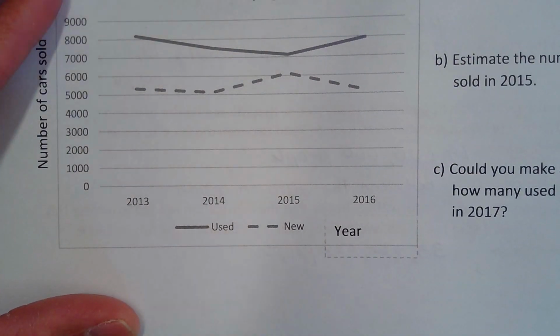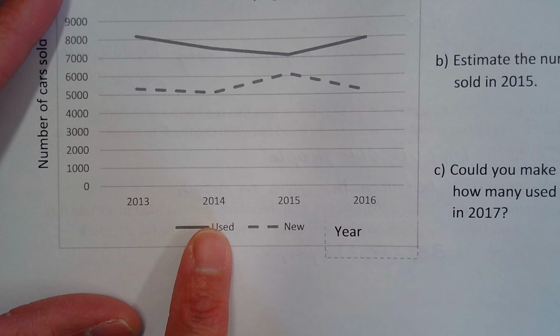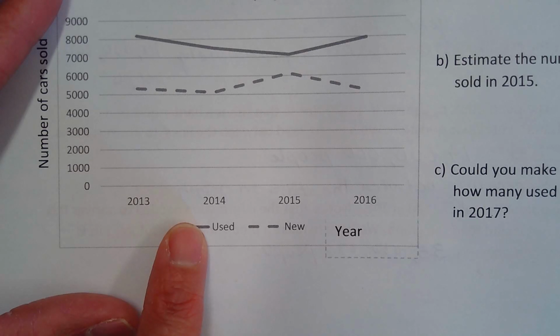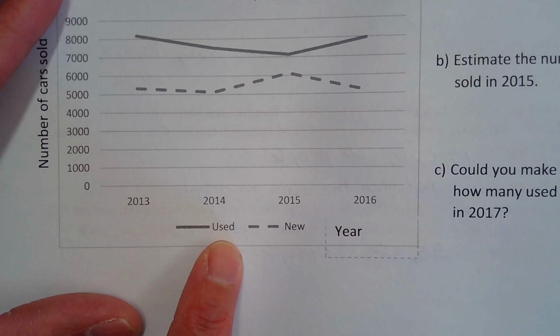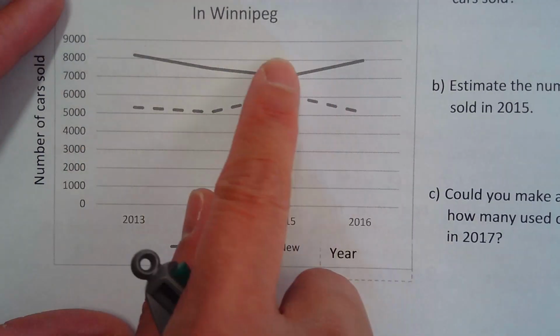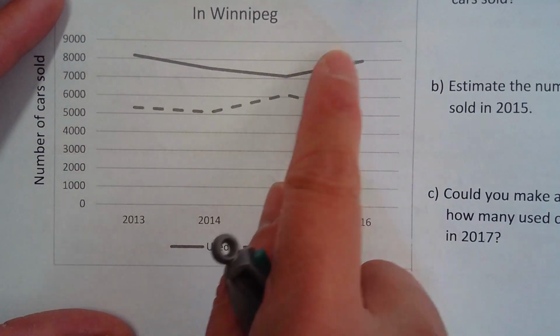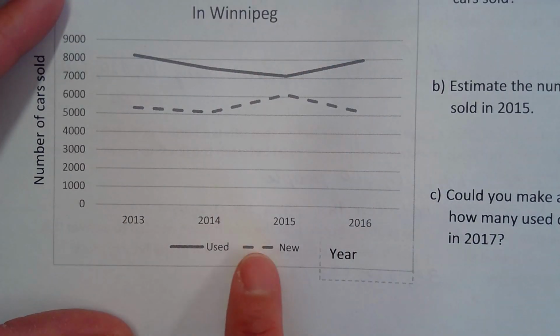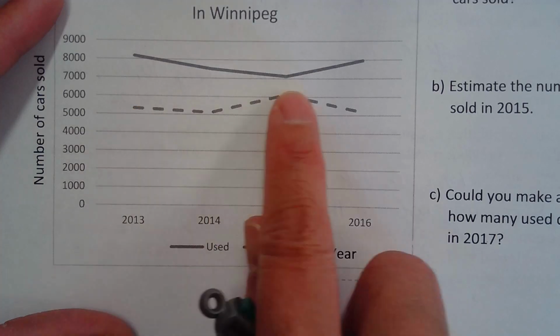Okay, the legend. The legend means like the description of the line. Okay, can you see here? The solid line talks about the used car. So when you look at the solid line, that's this one up here. Talks about number of used cars sold. The dashed line are the new cars sold. So that's this part here at the bottom.